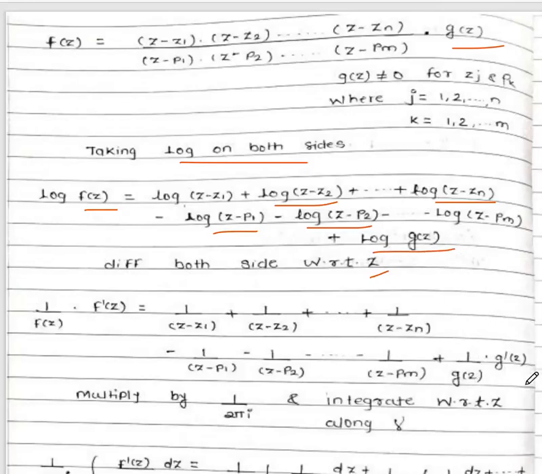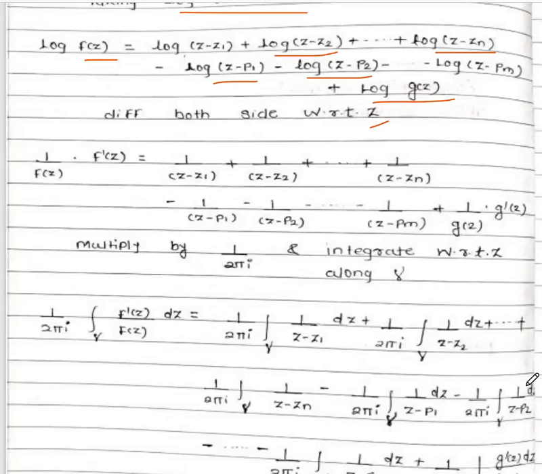Now we will multiply both sides by 1 upon 2 pi i, then integrate along the curve gamma. So multiply by 1 upon 2 pi i on the left hand as well as the right hand side, and take the integration over the curve gamma. Then we will get these steps.